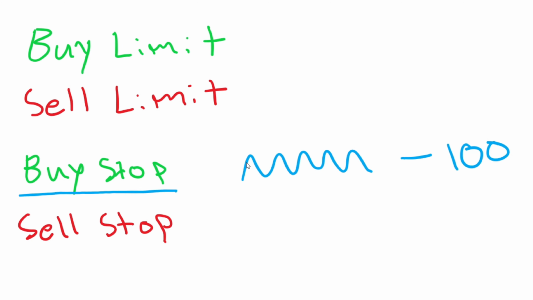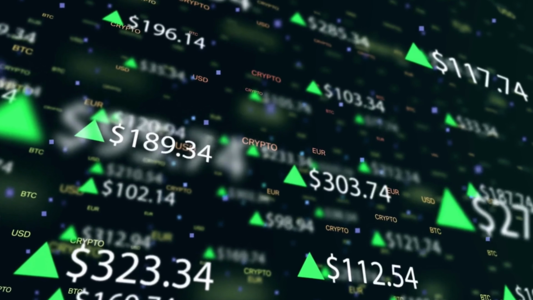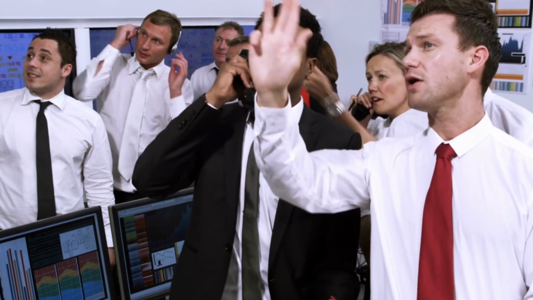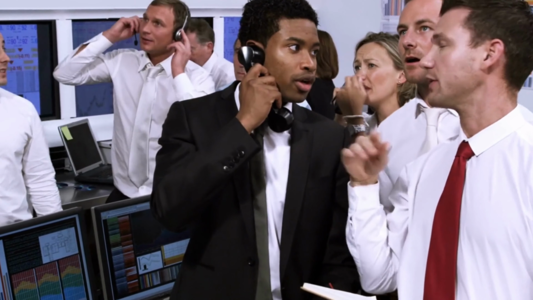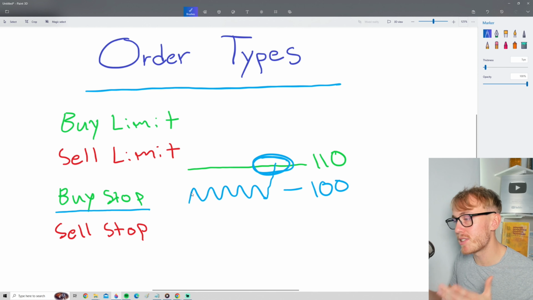And when it comes to buy stop orders, what we basically do here is that we place an order that tells us to buy something only if the price goes up to that specific level. So we can, for example, place a buy stop order here at 110. And this will give an order to our broker that if the price goes up to 110, then we want to buy the asset. So this is pretty much the opposite of the buy limit.